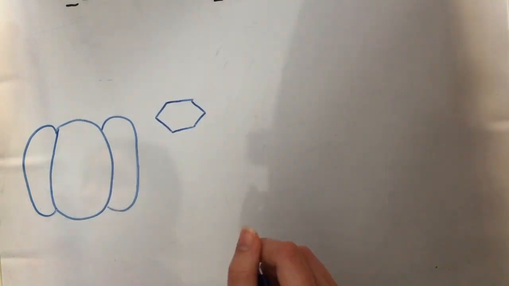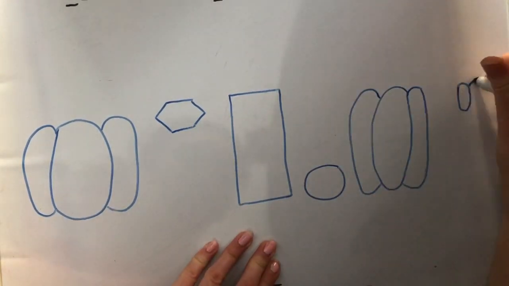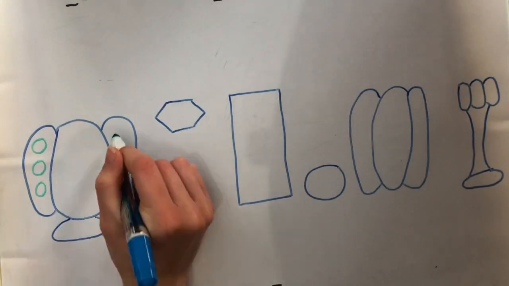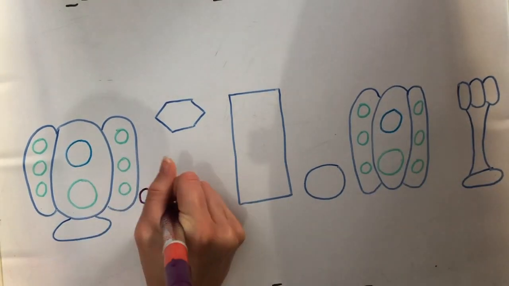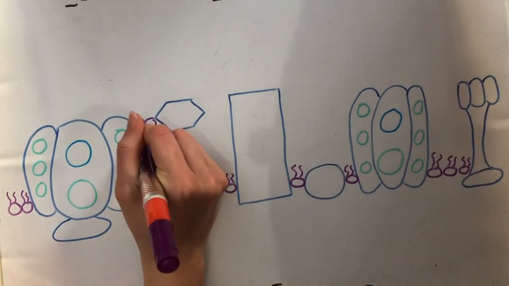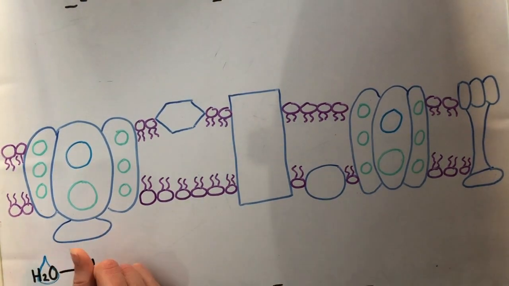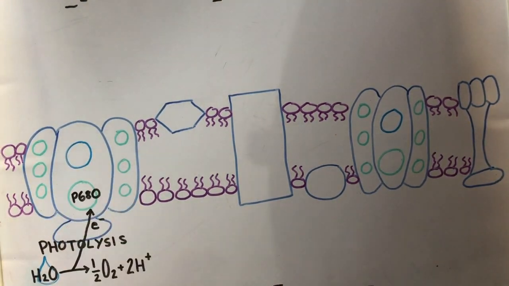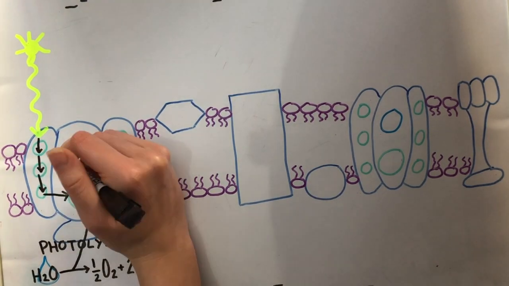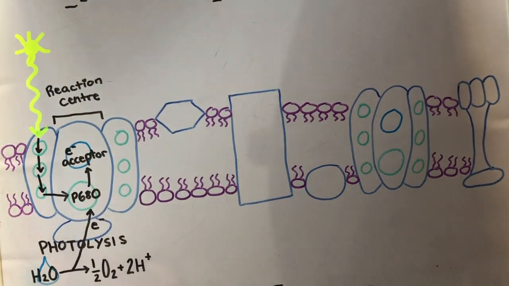When the photon of light hits the photosystem, this causes an electron to become excited, which causes the oxidation of the chlorophyll A molecule. This oxidation allows for photolysis to occur and water to split into hydrogen ions and oxygen ions and electrons. Oxygen is a waste product and will diffuse through the stomata.